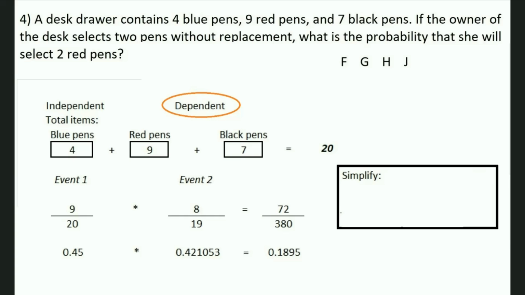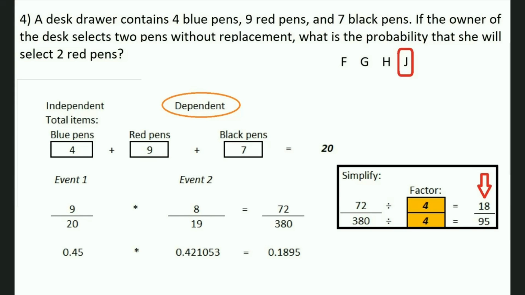If we simplify 72 over 380, what we do is find a factor for both the top and the bottom so that we can divide and come out with an equivalent fraction that's a little bit smaller and simpler to understand. It turns out the biggest number we can divide into the top and bottom without having any decimal parts is 4. So 72 divided by 4 is 18. 380 divided by 4 is 95. This fraction becomes 18 over 95. The answer is J.